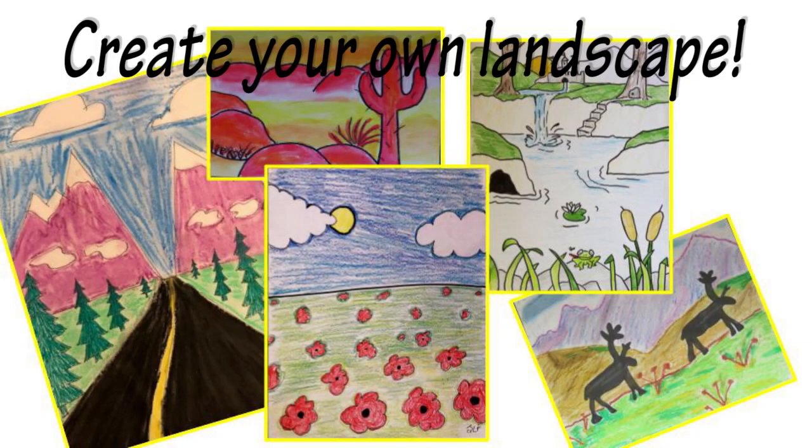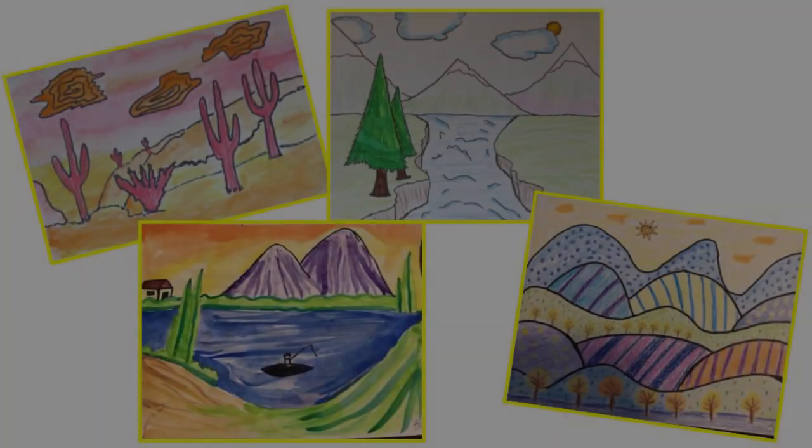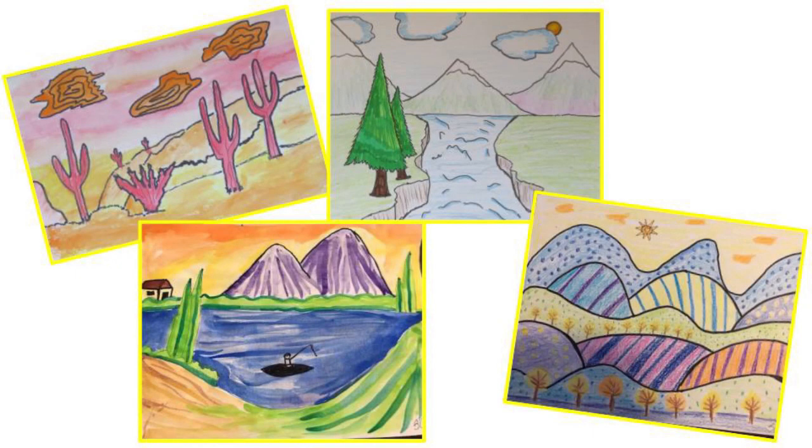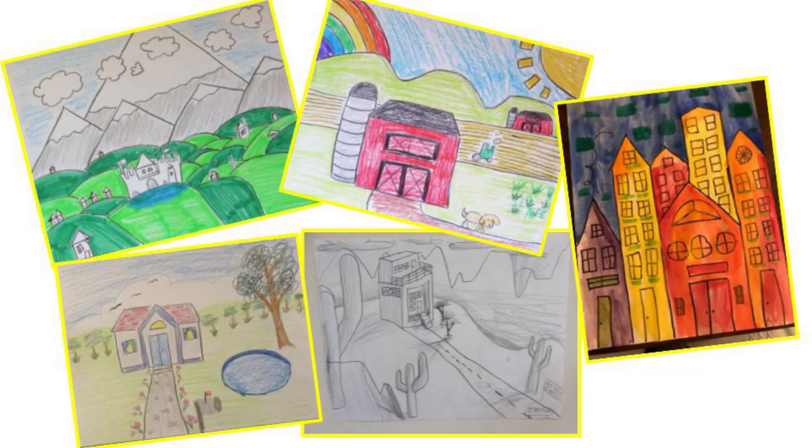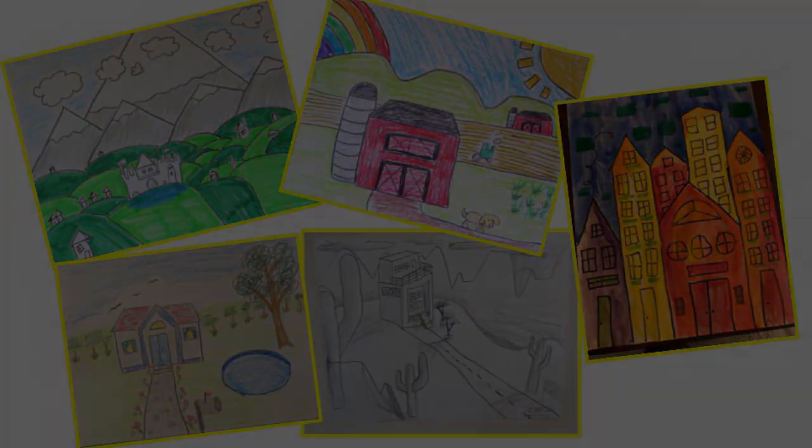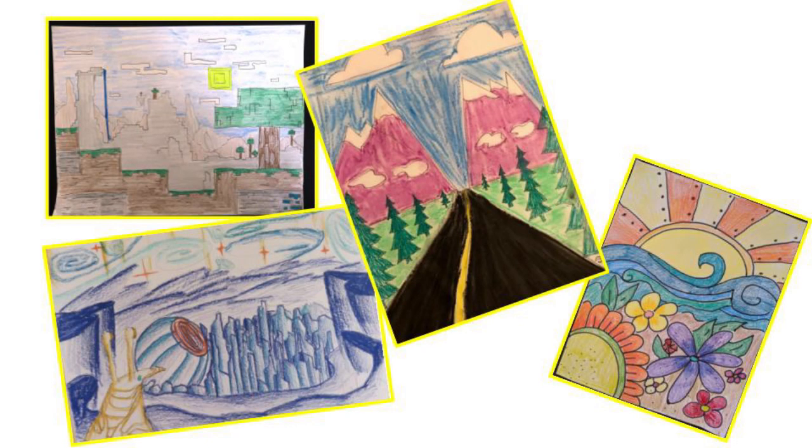And now we invite you to create your own landscape art. It could be some view of a desert, mountains, or lake, or some sort of building like a castle, farm, house, or cityscape. Even a landscape from a video game or your imagination. You could do something showing perspective like this road, or something that shows off foreground, middle ground, and background like the flowers by the sea.